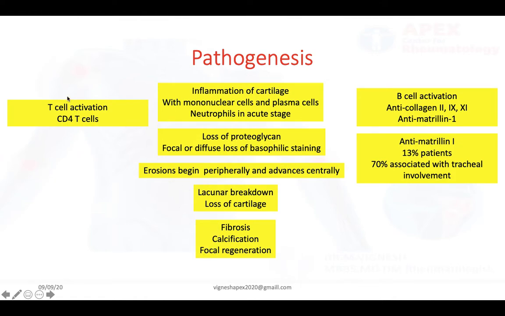Okay, so when the inflammation subsides, it will heal with fibrosis, and you might find foci of calcification or regeneration also. The predominant T cells that are involved are CD4, not CD8, so this could be an MCQ for CD4 T cells being the main hallmark of relapsing polychondritis.